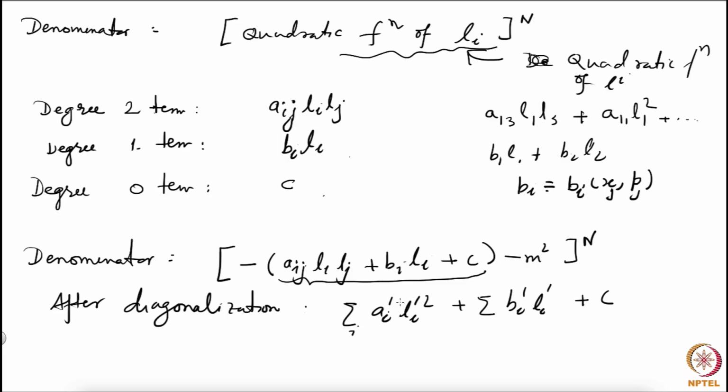Now you can do another thing. Going from L_i to L_i', the measure will not pick up any Jacobian because the transformation is orthogonal, and the determinant of these transformation matrices will be 1. But then you can do one more step. You can absorb these A_i's into the L_i's. So you define a new L_i which absorbs that. So these quadratic terms come with power 1 each. This will of course change, and the constant will also change. And then you complete the square.